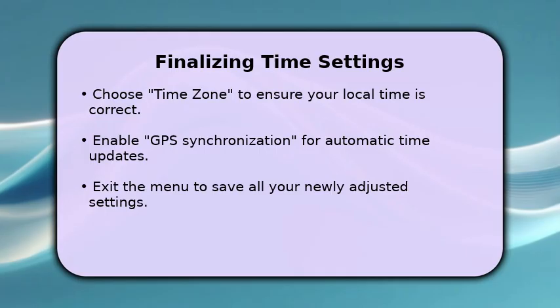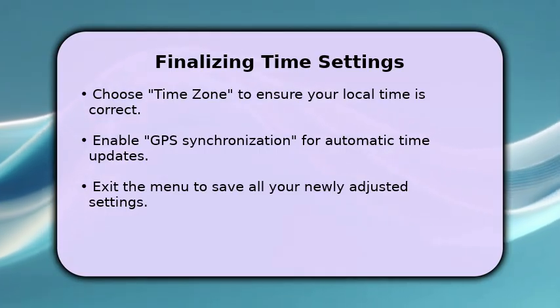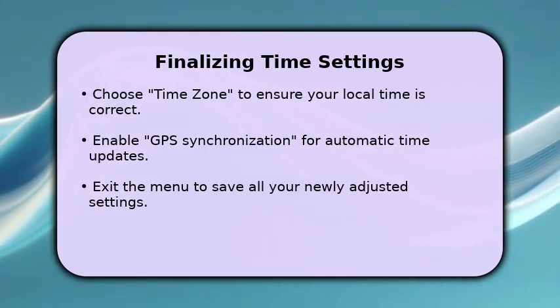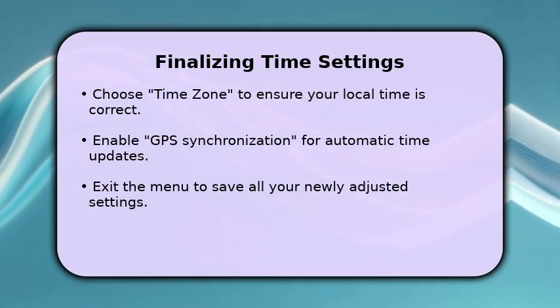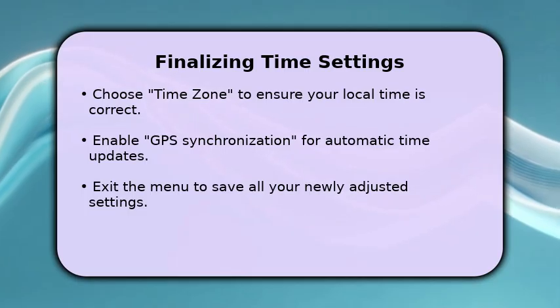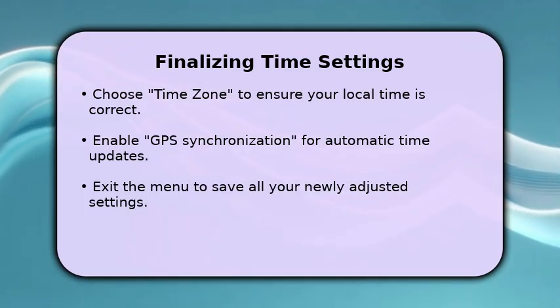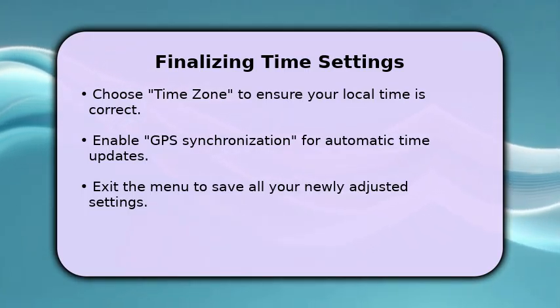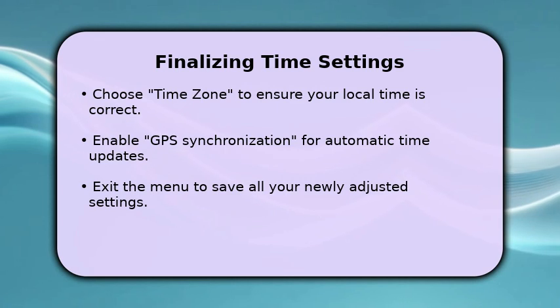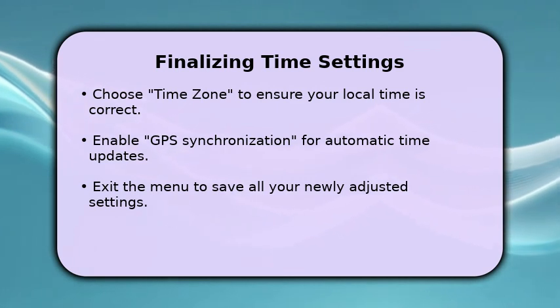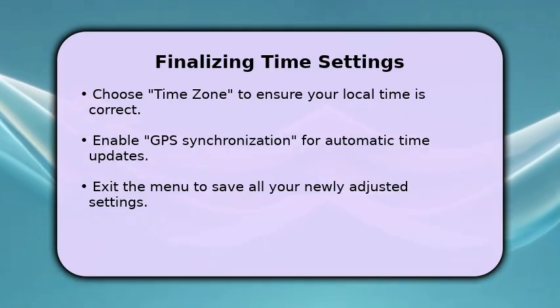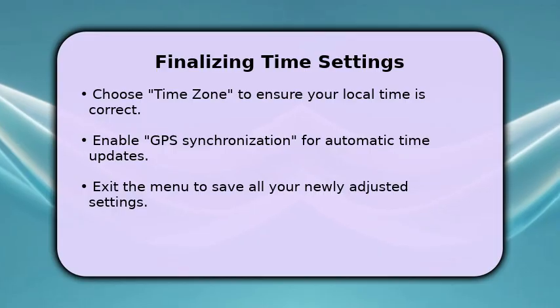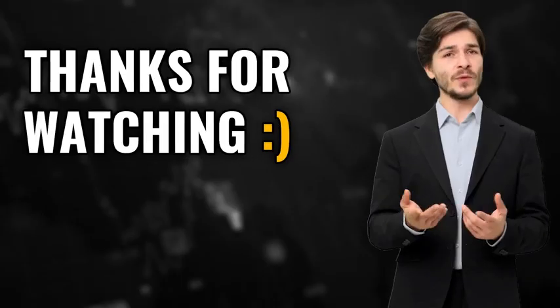To finalize, consider selecting time zone to ensure your clock reflects your current location accurately. For ultimate convenience, enable GPS synchronization. This feature automatically updates your time using satellite data, so you rarely need to adjust it manually. Once all settings are correct, simply exit the menu to save your changes, and your Audi A5's clock will be perfectly set.